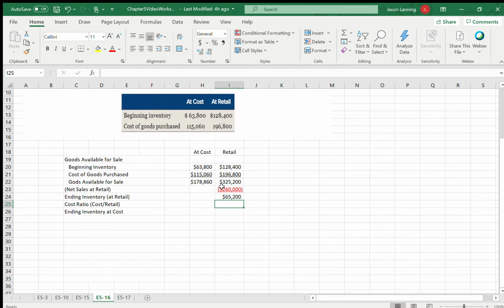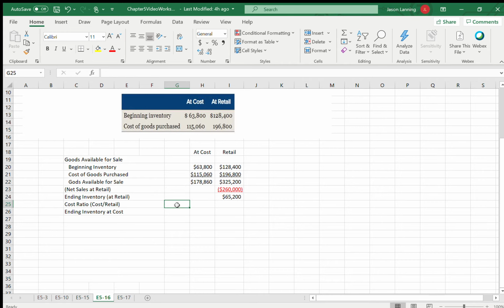So that means we have an ending inventory at the retail value of $65,200. Now our cost ratio, and this is what we've got to look at here. Our cost ratio basically looks at how we mark things up. When we look at a cost ratio, we're going to say it's our cost divided by our retail.